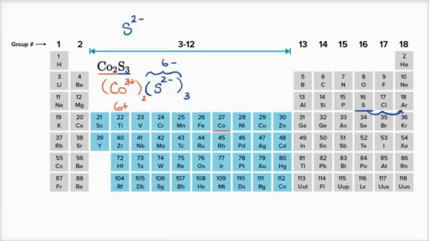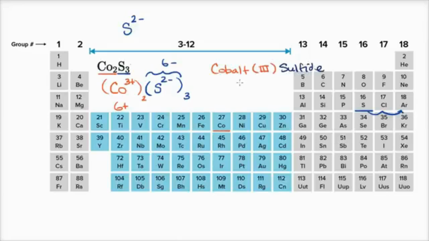And the reason why this is useful for us is now we can name this. We would call this ionic compound cobalt 3, and you would write it with Roman numerals here. Cobalt 3 sulfide.